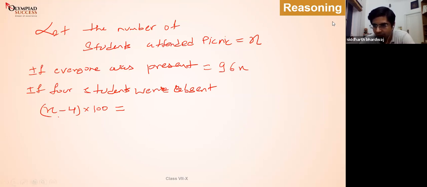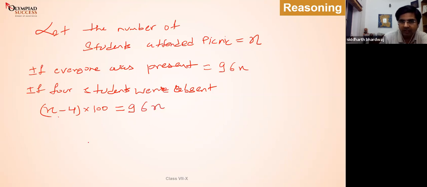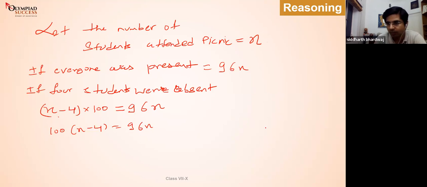Archit is saying 96x, correct. I think you got it, everyone, right? That is correct. So this is the actual amount. So this should be equal to the actual amount, and what is the actual amount? That was 96x. So 100 times (x minus 4) should be equal to 96x, the amount when everybody was present.